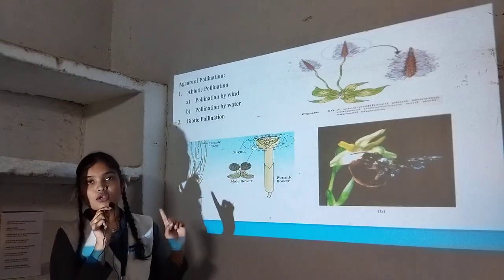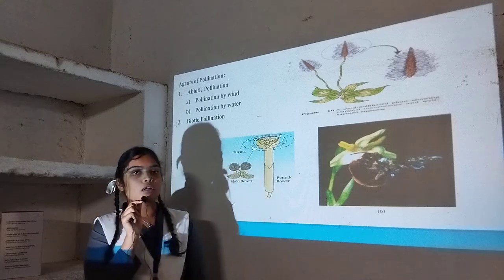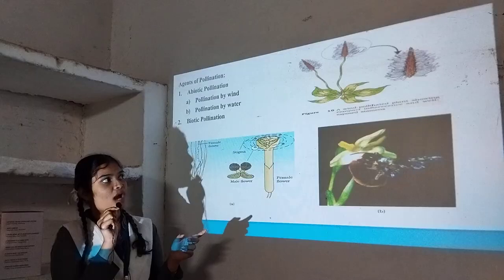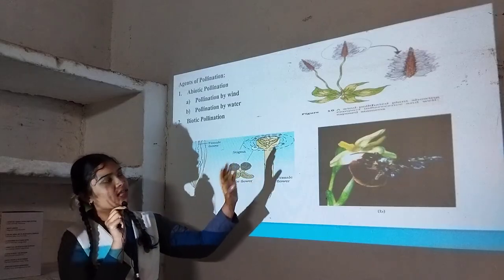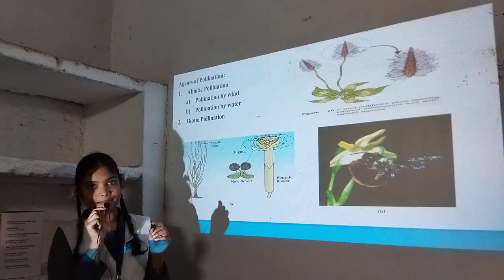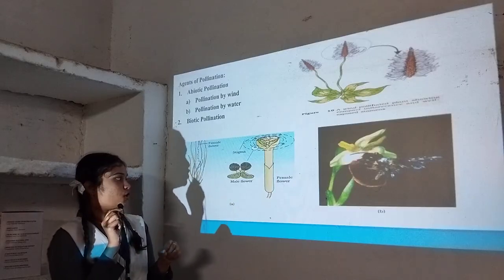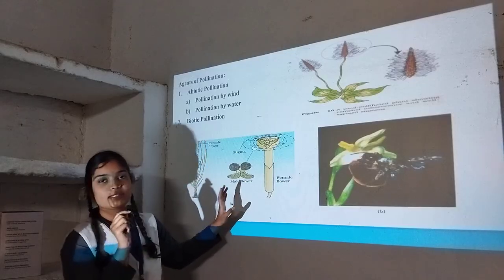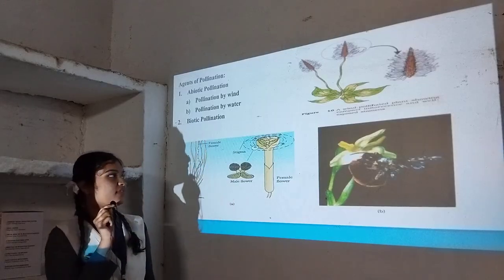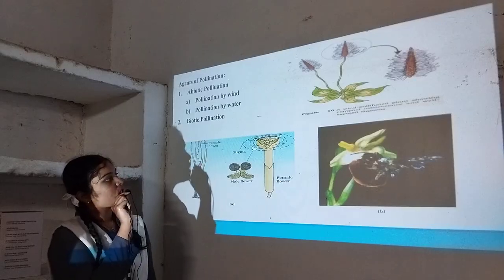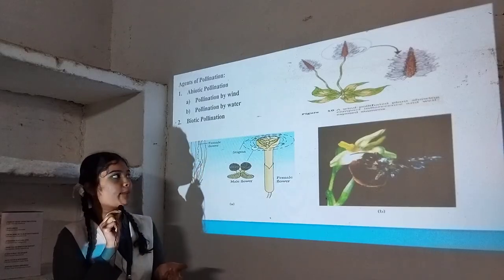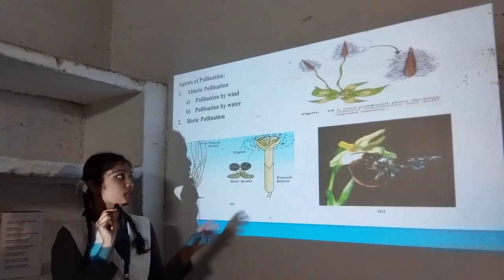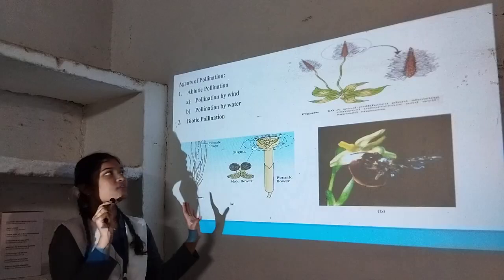This is the plant of corn cob, and the tassels of a corn cob are nothing but its style and stigma, which are open in the air to trap the pollen grain. And now, pollination by water. This is the example of a flower which gets pollinated by water. This is the example of Vallisneria, in which it needs to produce an enormous amount of pollen grain as compared to the ovules for the pollination, and the pollination takes place in it through the water currents.